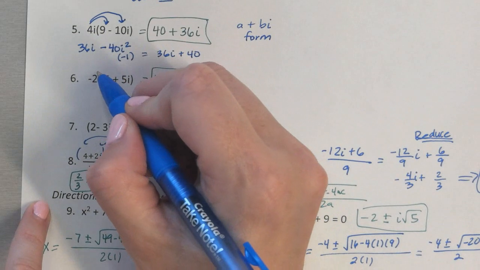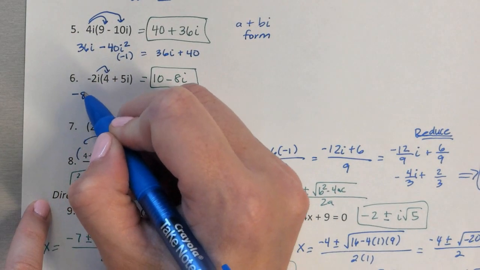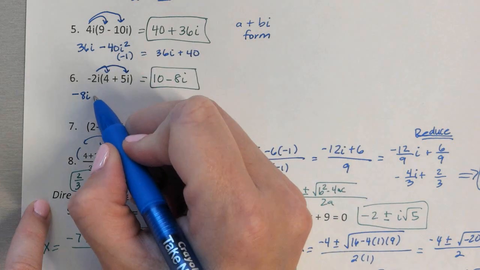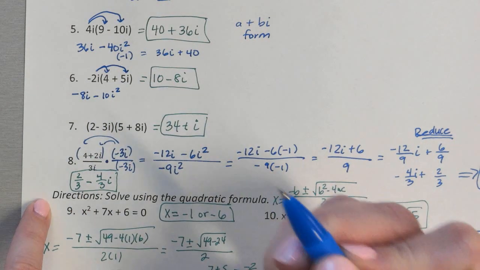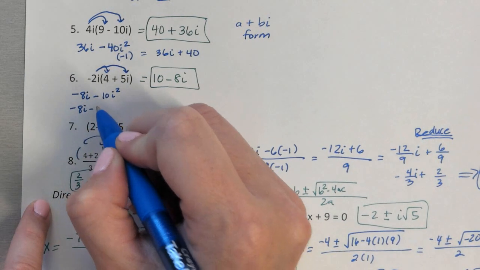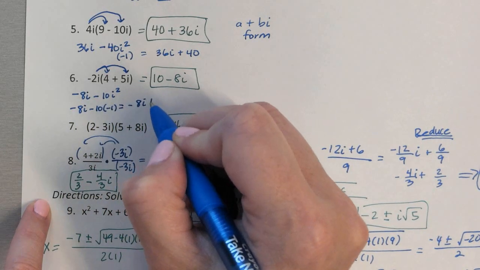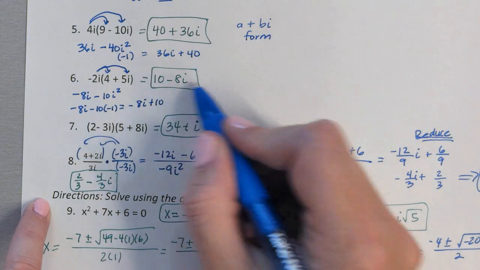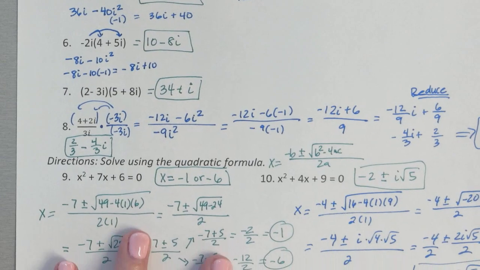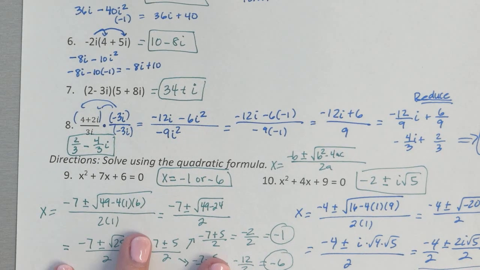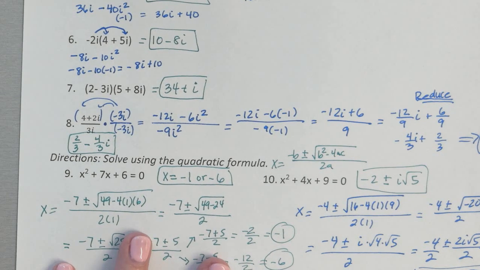Okay, this one is very similar where you're going to distribute, so this is negative 8i. Negative 2i times 5i is negative 10i squared. And then, of course, when you plug in the negative 1, that makes it negative 8i plus 10. And then you just have to write it in a plus bi form, which is 10 minus 8i. So make sure you keep the negatives where those have to go.